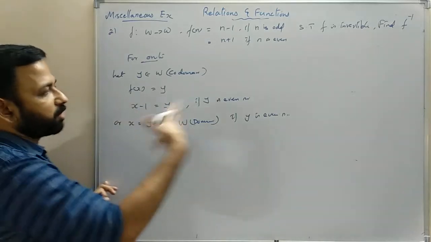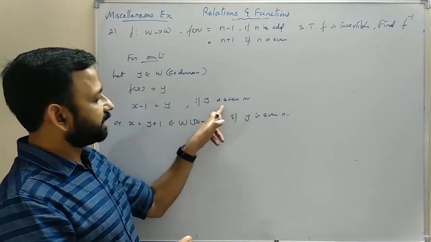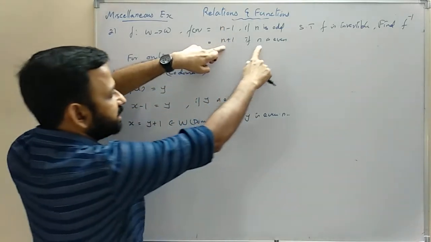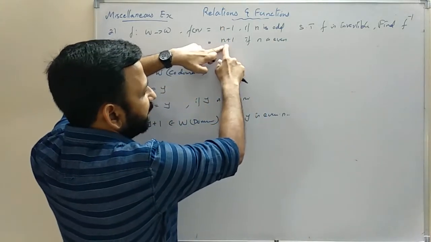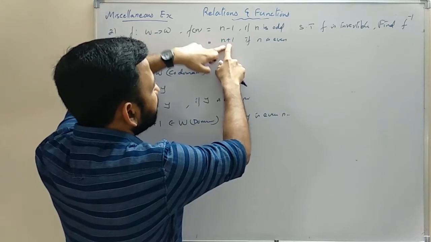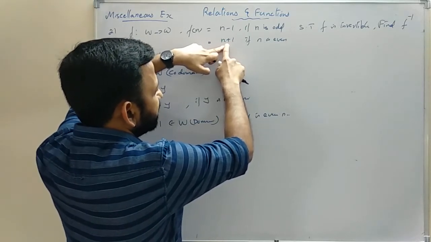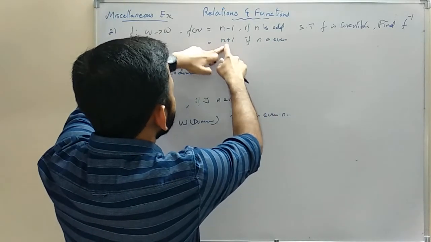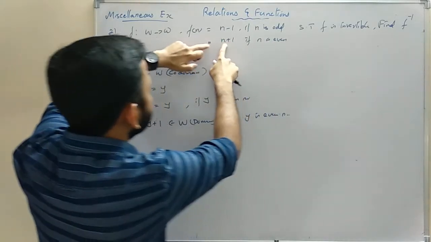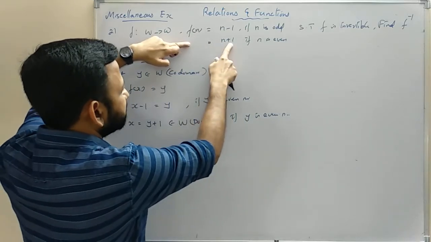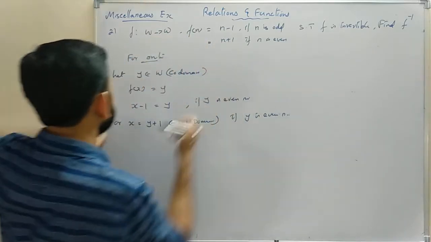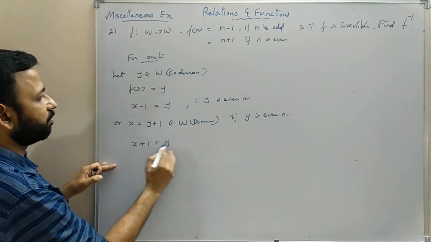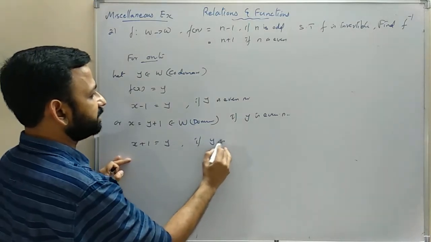Then we have one more possibility: if y is an odd number. Here n is an even number, then the image n plus 1 is an odd number. So if y is an odd number, then the pre-image will be an even number. And here if y is an odd number, then f of n is equal to n plus 1. So f of x is equal to x plus 1. So we can write x plus 1 is equal to y if y is an odd number.